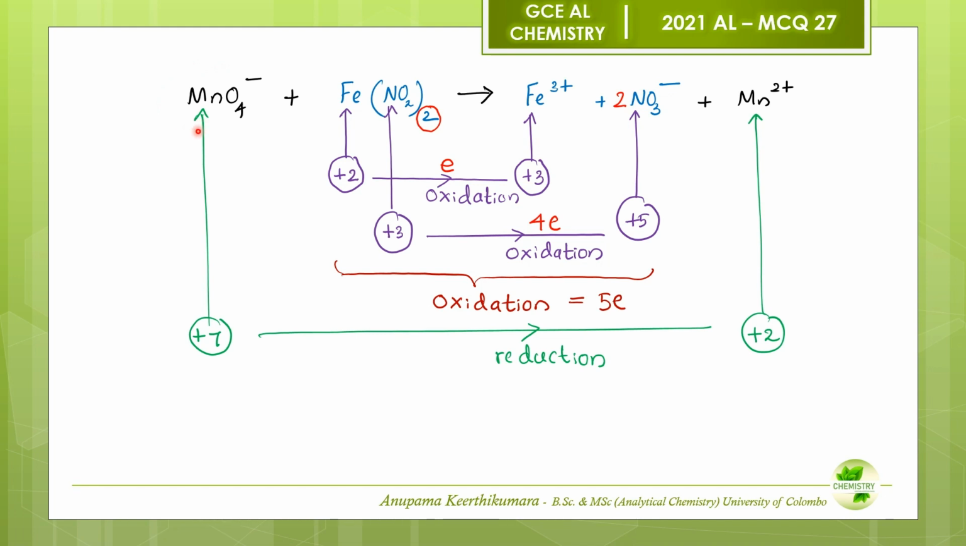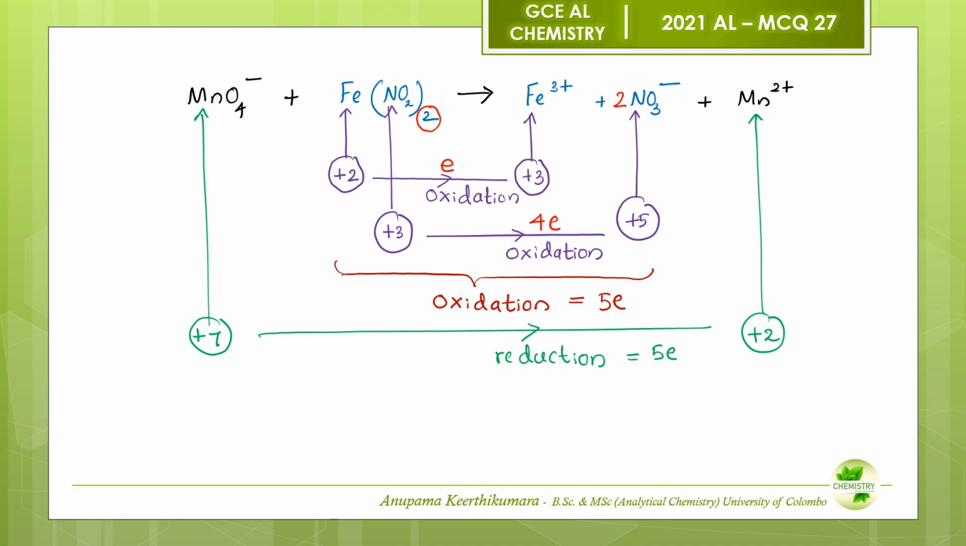Oxidation state of manganese in this permanganate ion is plus 7. Oxidation state of Mn2 plus ion is plus 2. Therefore, when one permanganate ion reduces to Mn2 plus ion, it gains 5 electrons. Therefore, the reduction process involves 5 electrons.